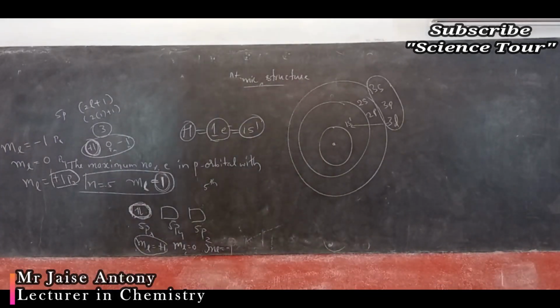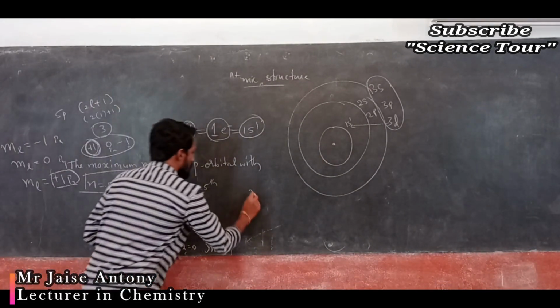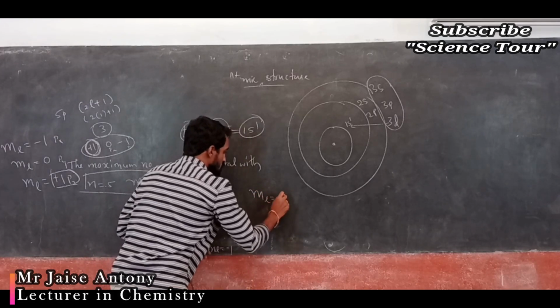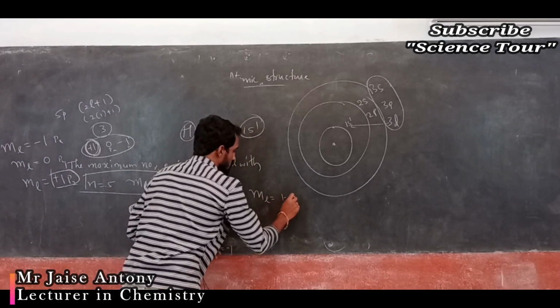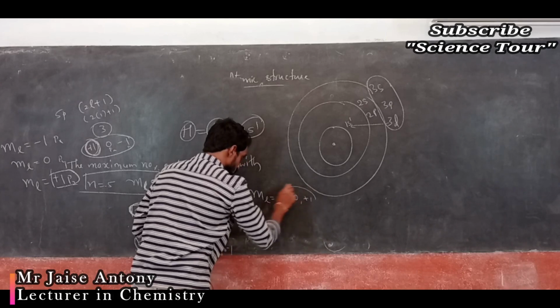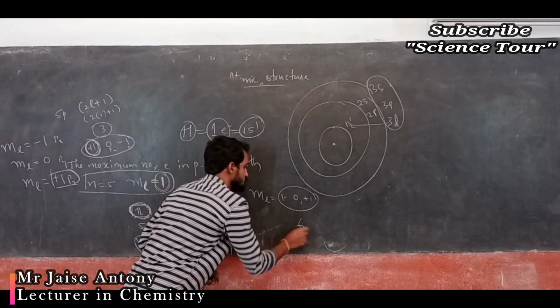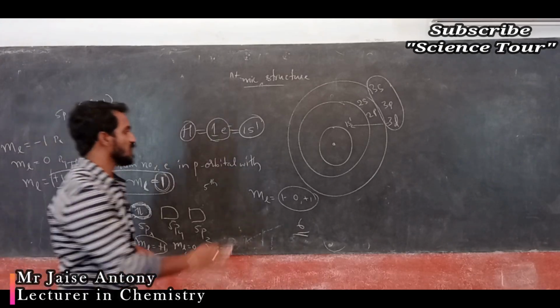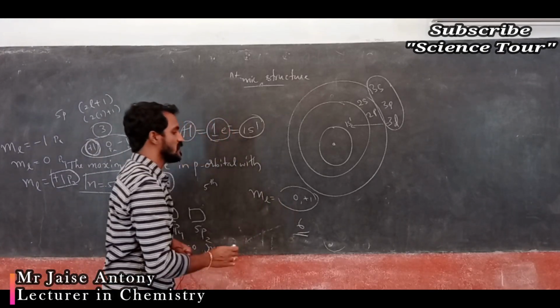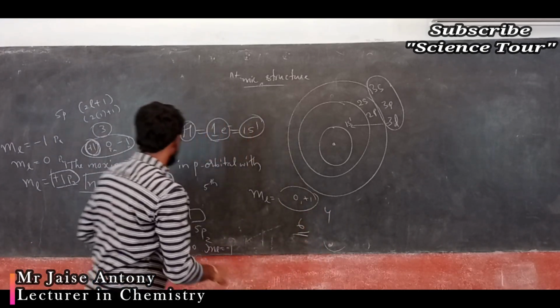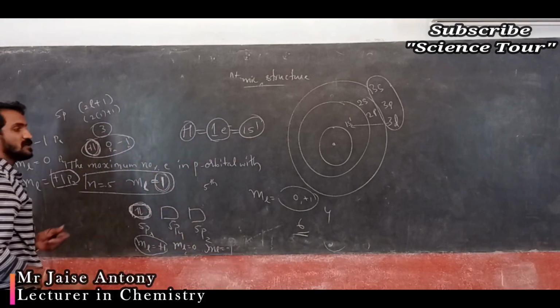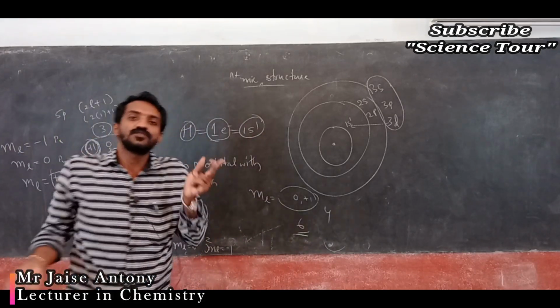Suppose they ask, ml value is plus minus 1, 0, plus 1. In this orbital, how many electrons are there? You can tell it is 6. Suppose they asked 0 and plus 1, ml value 4. They have given only 1. That means 1 orbital, 2 electrons.